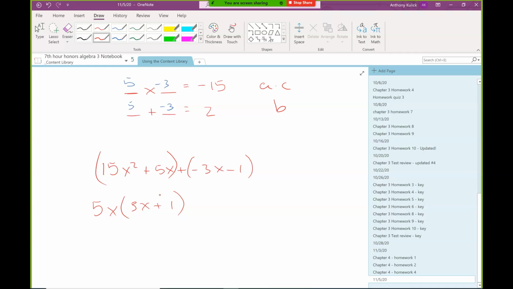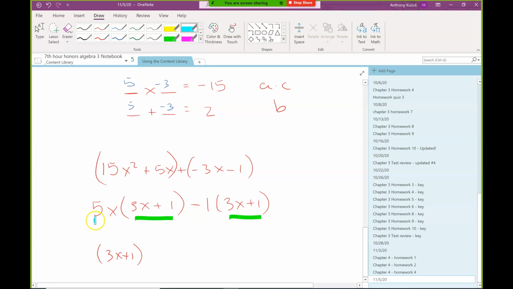If I look at the second group, my greatest common factor is, I would do negative 1. Why would I want to do negative 1 instead of positive 1? Yeah, we need these two guys to be the same, right? So if we took a positive 1, they would not be the same factors and we couldn't continue. If we take a negative 1, though, they will be the same factors and we're fine. Okay, then what can we take off? The 3x plus 1. What does that leave us? 5x minus 1.